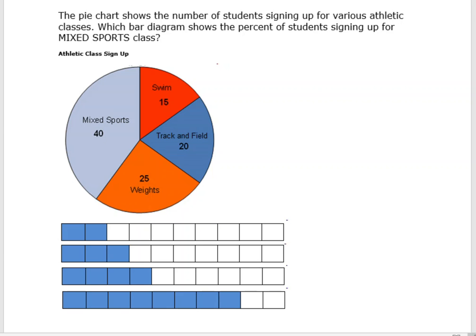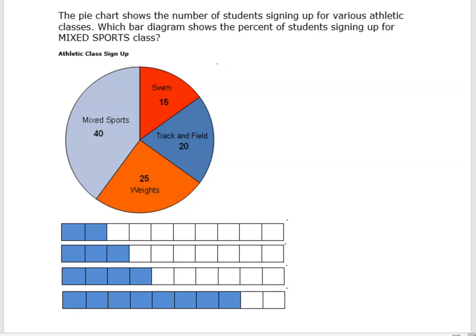This is a video to help you understand percent. Percent is out of 100. So we see a pie chart that shows the number of students signing up for various athletic classes. When we look at those numbers, we see that they add to 100.